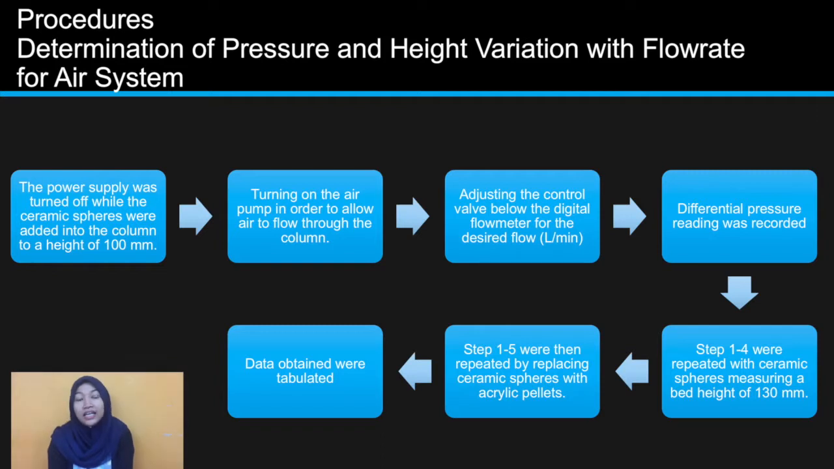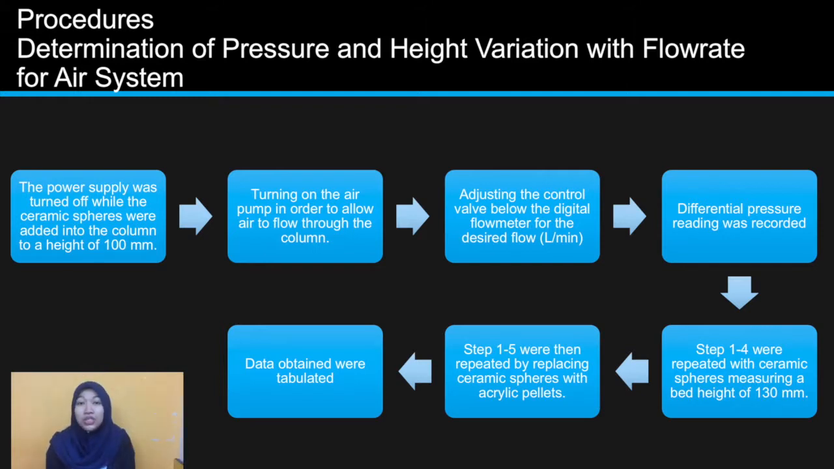Hello, my name is Sita Hajar and I'll be explaining the procedure of the first part of the experiment. The first part of the experiment is conducted by using the ceramic spheres. Firstly, we have to add the ceramic spheres into the column until the bed height of 100 mm. But before that, make sure you turn off the power supply to avoid any kind of accident.